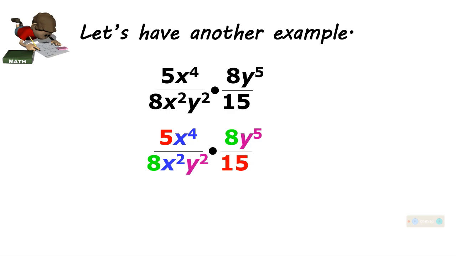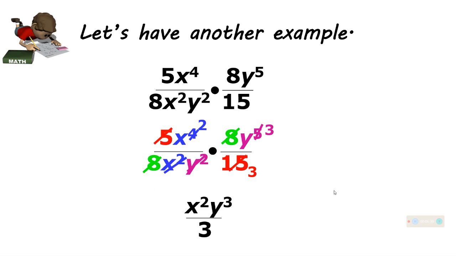I have already added the color coding so that you can have your hint, your clue on what the common factors are in our given rational algebraic expressions. So we have here 5 and 15. 5 will become 1 and 15 will become 3. And then we have x to the 4th divided by x squared, so the numerator will be x squared, and also cancel out the common factor 8. Then y to the 5th divided by y squared will become y cubed. That's why our answer, the product here, is x squared y cubed over 3.